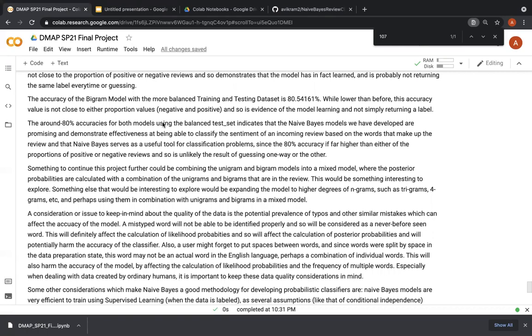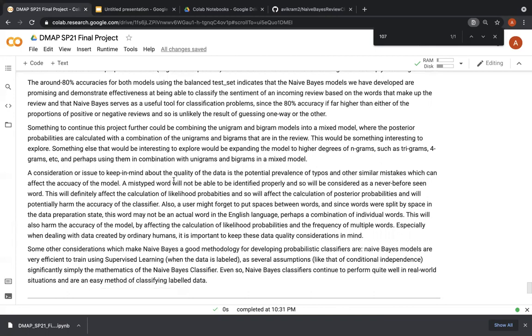And something else that would be interesting to explore would be expanding the model to higher degrees of n-grams, as I mentioned previously: trigrams, 4-grams, etc. And maybe we combine those in a large mixture model with unigrams and bigrams and see what happens. So a mixture model is the combination of a unigram and bigram model, instead of handling those separately, into one model where the posterior probability is essentially a combination of the individual posterior probabilities for unigram and bigram.